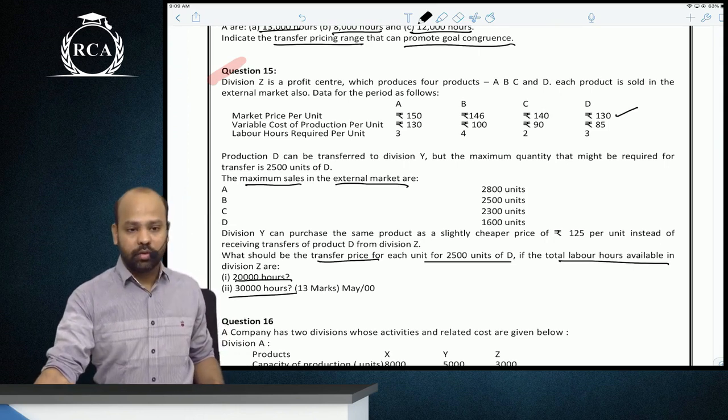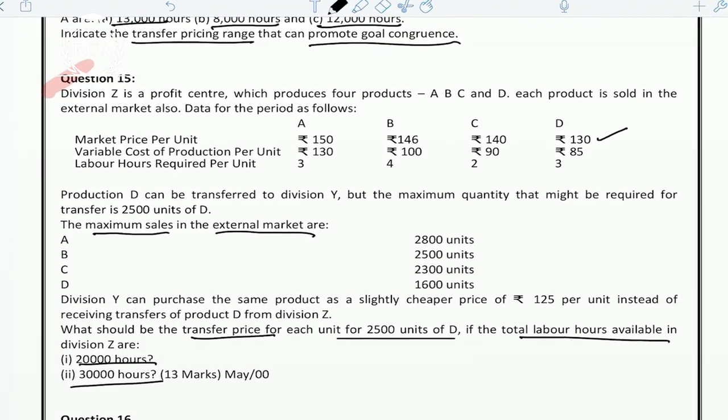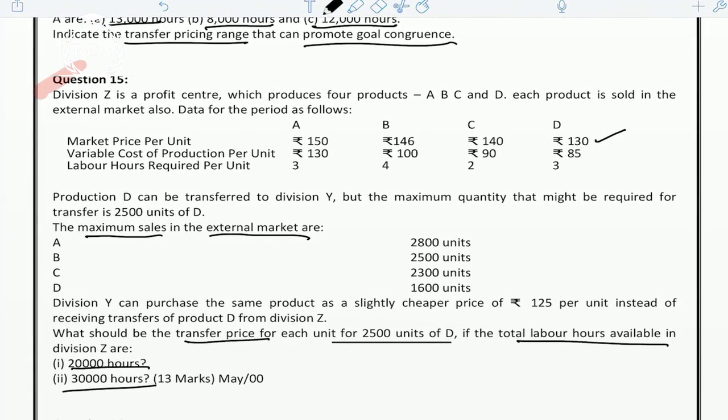Understood, sir. All of you go through the question. After that, even if I start solving, you pause the video and finish off the question.